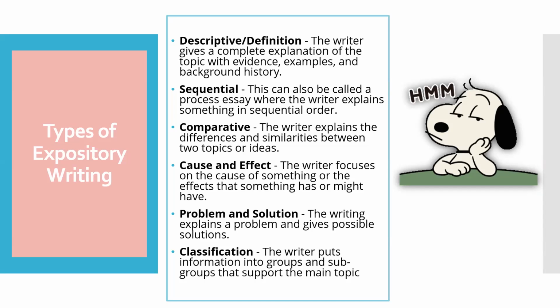Comparative. This is when the writer explains the differences and similarities between two topics or ideas. So as we can see here, compare and contrast assignment would be somewhat like this, right? The idea here is that you're finding 3 comparisons and 3 contrasting points of view, right? The idea is to do this in an objective manner, so that way the reader can make a decision for themselves. Cause and effect. This is when the writer focuses on the cause of something or the effects that something has or might have.